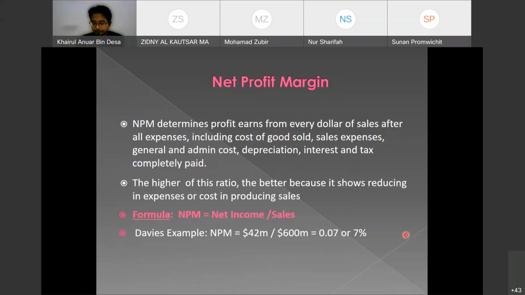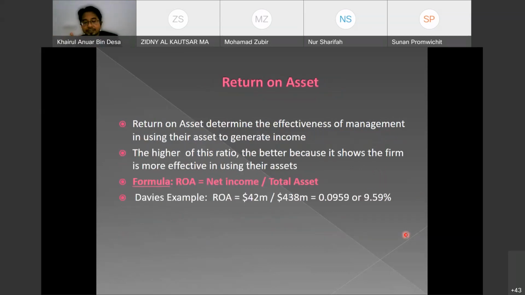So now, return on asset. Return on asset determines the effectiveness of management using their asset to generate income. Bagaimana syarikat menggunakan aset untuk menjana income. Higher, better.